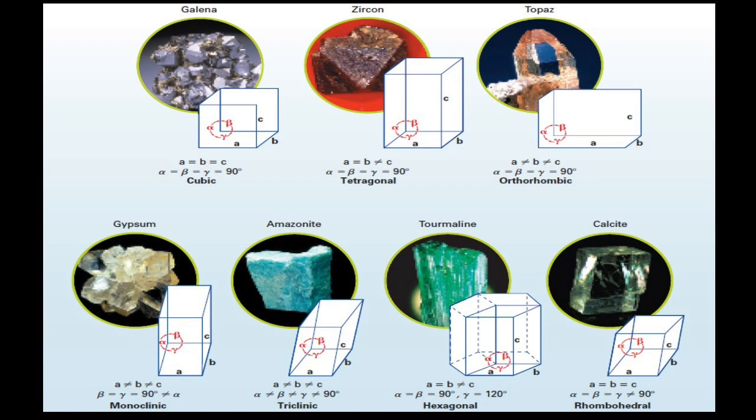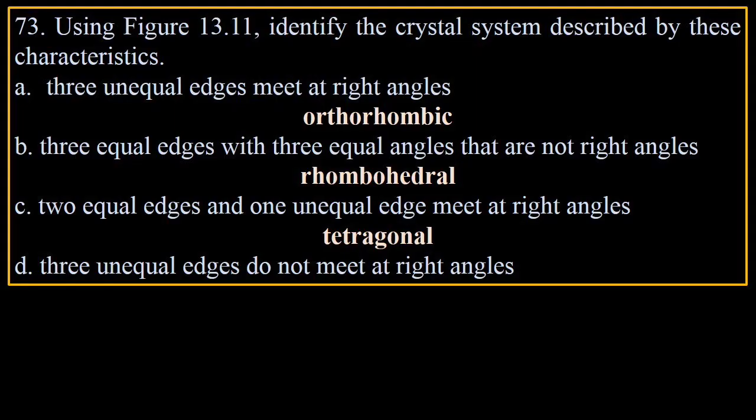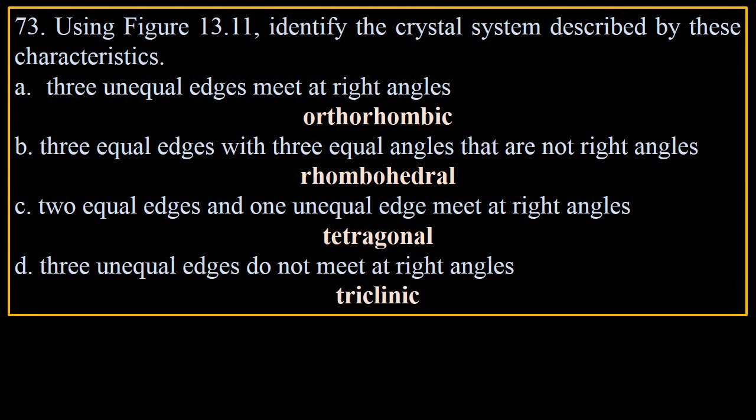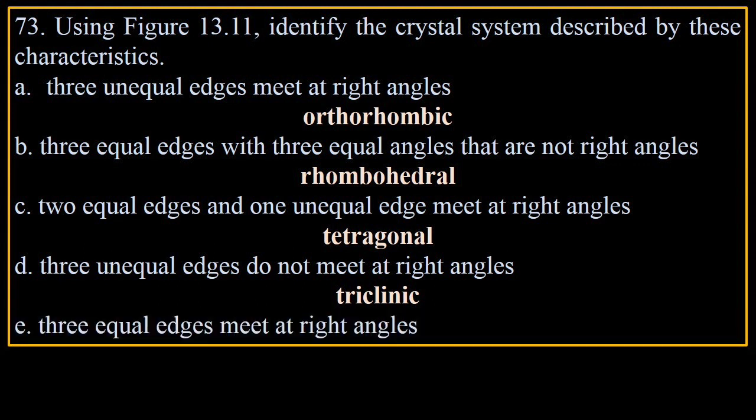What I'm doing is I did a lot of research on minerals, these seven minerals, and made a lecture on it. And that's going to be good. Three unequal edges do not meet at right angles. So three unequal edges at crazy angles. So triclinic. Very good. Triclinic's interesting mineral and interesting geometric shape for minerals, I mean.